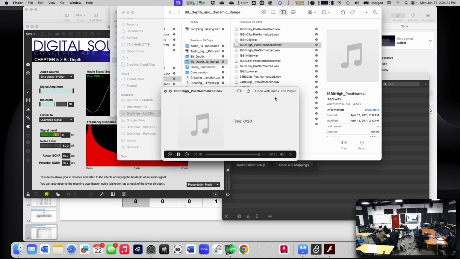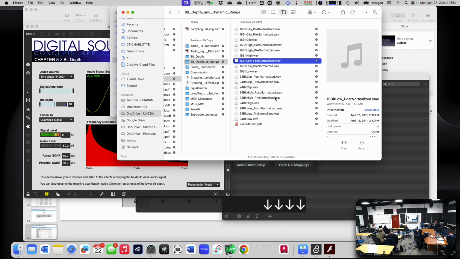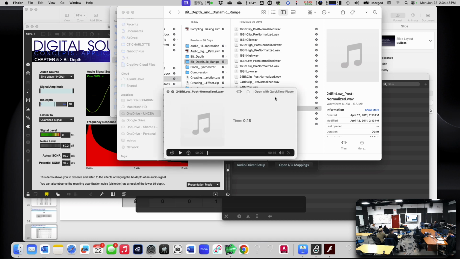Okay, it's pretty close, right? There's just a little bit of noise, tiniest little bit of noise in that 16-bit one, but not enough that I would care about, right? So either way, that one's fine. But let's look at the low one now. The low one that was so bad in the 16-bit. Let's listen to this in the 24-bit now.